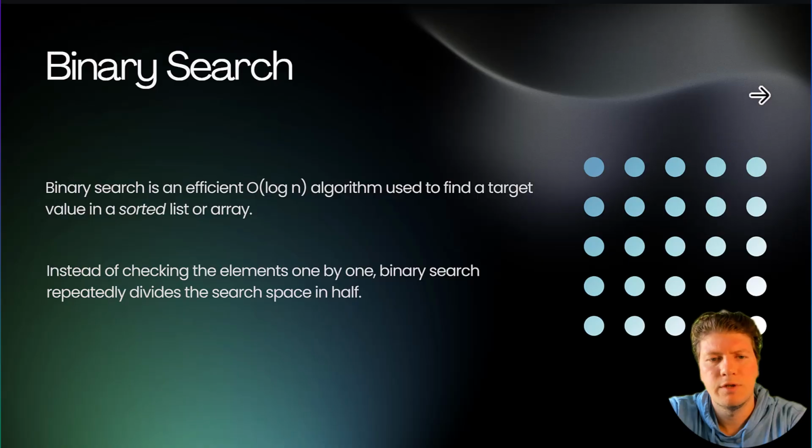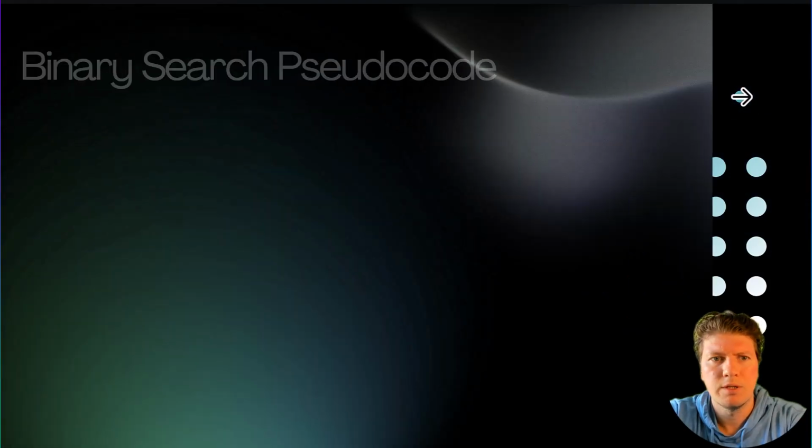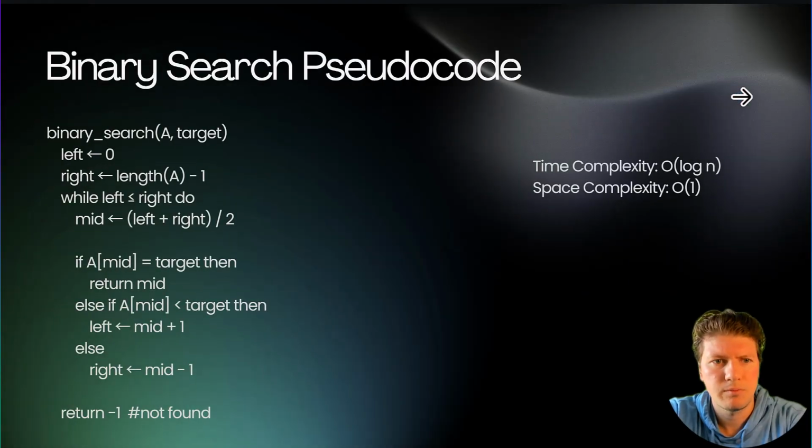Binary search is an efficient O(log n) algorithm used to find a target value in a sorted list or array. Instead of checking the elements one by one, binary search repeatedly divides the search space in half. So let's see it in pseudocode here.